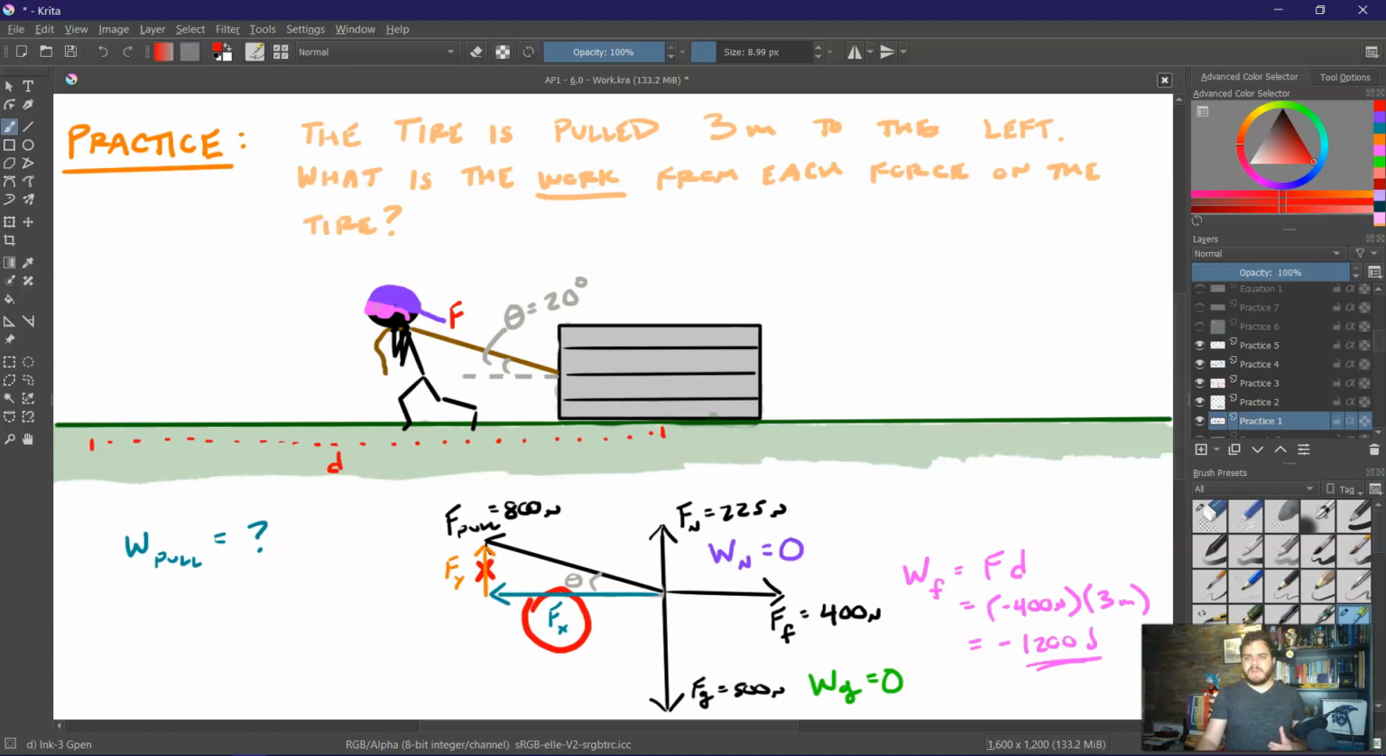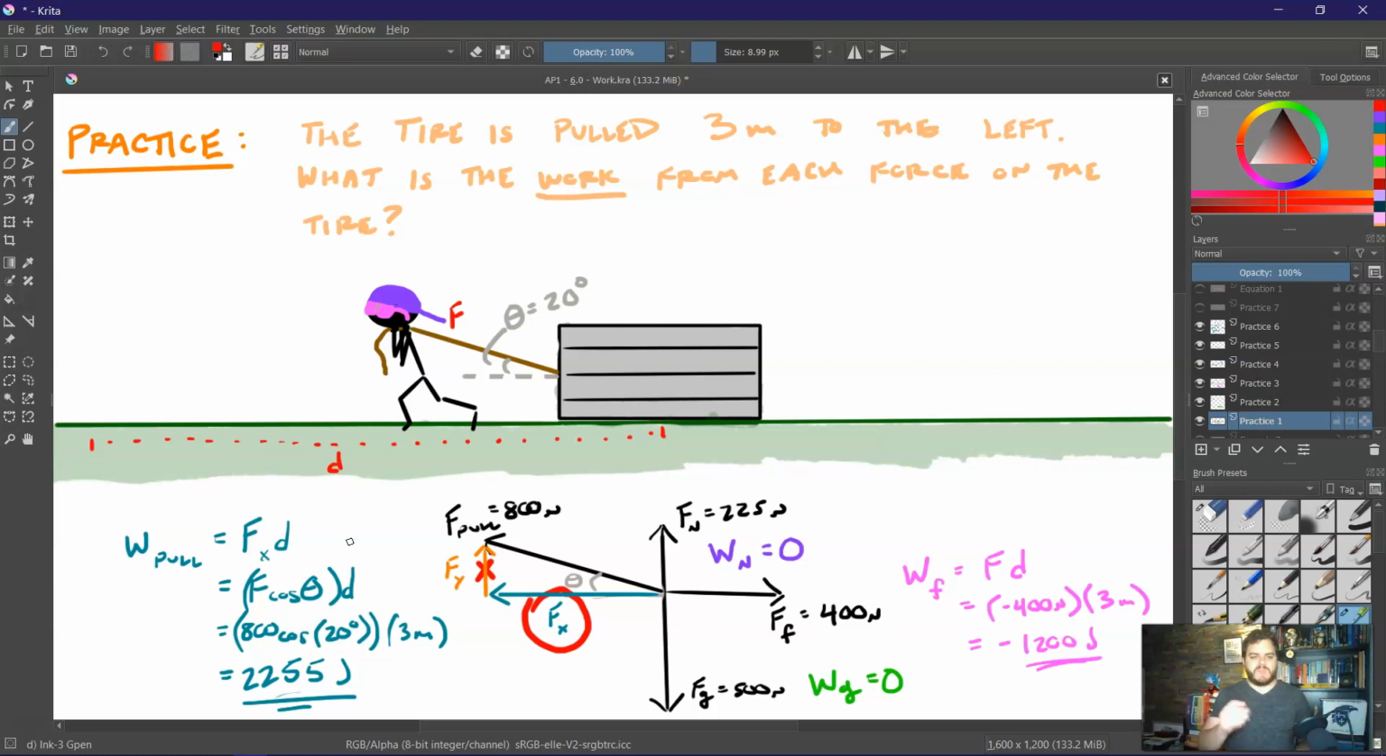So if that's the case, my Fd is now really just the x component times d. And what is Fx? This is theta, and this is the adjacent side. So that would be F cosine theta times d, or 800 cosine of 20 degrees times 3 meters. Take our calculator, plug those numbers in, and we get positive 2255 joules. So what would the net work in this situation be? I just, once again, add all the numbers together, and we get a net work of positive 1055 joules.